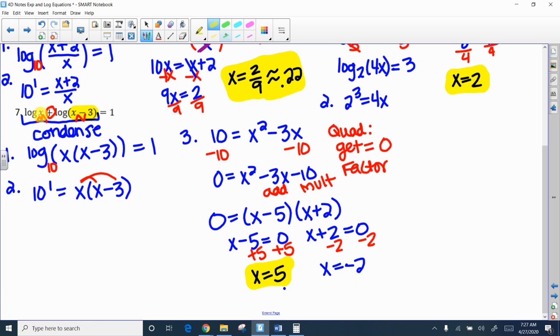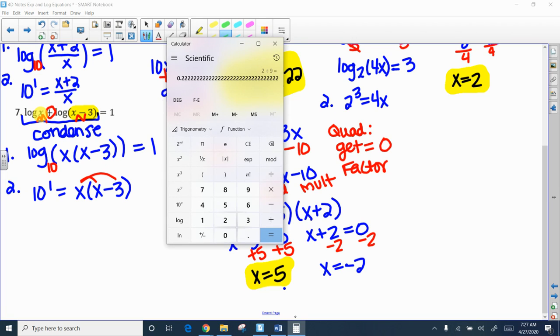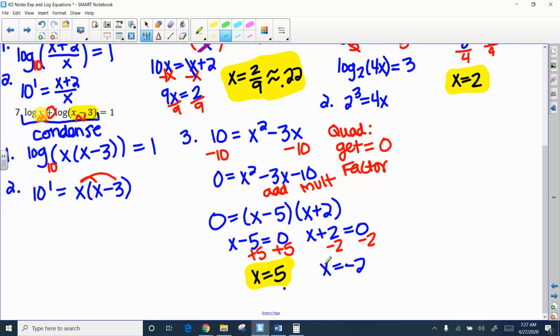However, if I plugged in a -2, right here we'd have log of -2. And if I plugged in a -2 here, we'd have log of -5. I can't take a logarithm of a negative. If we try to do it on our calculator, like if I try to do logarithm of -2, it says invalid output. So since I would be plugging in a negative and taking a logarithm of a negative, I can't actually plug that one in.